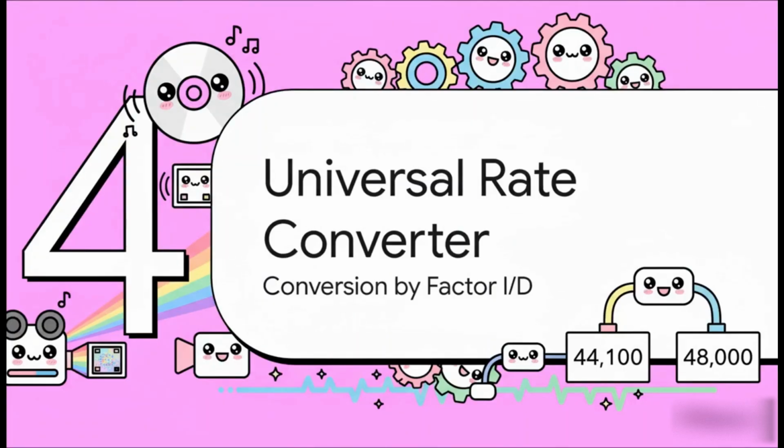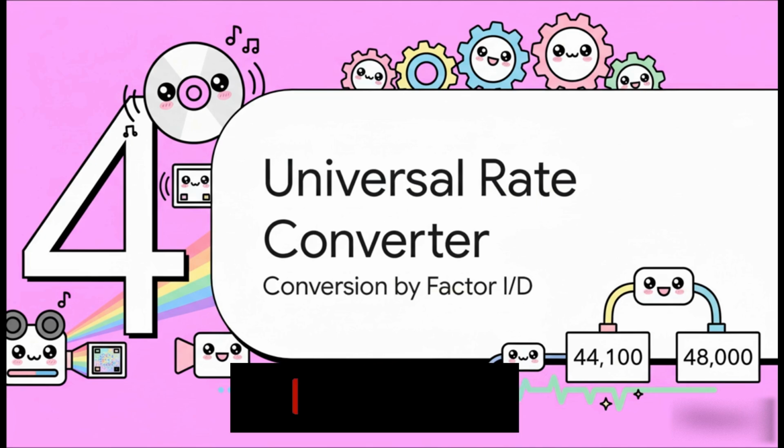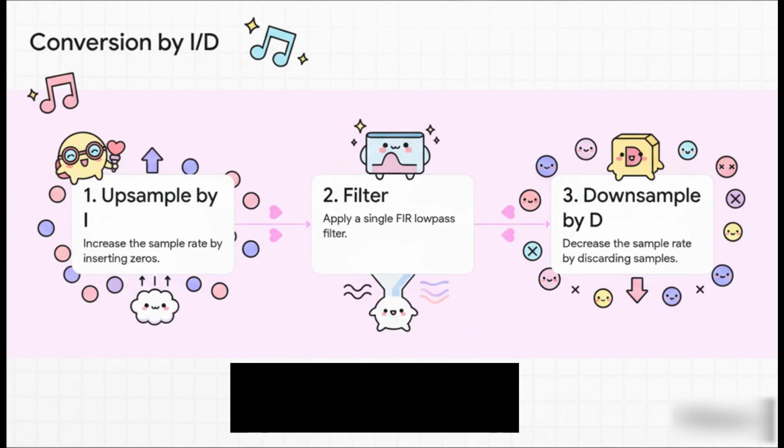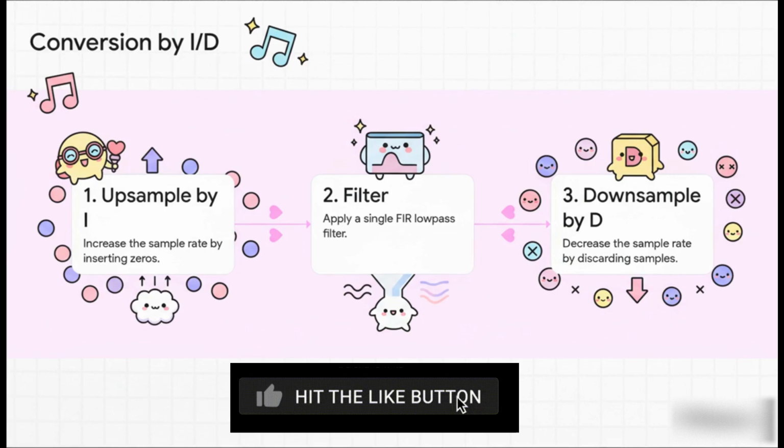So we know how to double a rate, and we know how to cut it in half. But what about all the weird rates in between? Like going from a CD's 44,100 samples per second to the 48,000 used in digital video. For that, we get to combine both processes into one really elegant machine. This right here is the universal solution. To convert a signal by any rational factor, let's just call it I over D, you do this three-step dance. First, you interpolate by I to get to some super high temporary rate. Then, you apply one single, masterful low-pass filter to clean everything up. And finally, you decimate by D to land perfectly at your target rate. It's just a beautiful, efficient system.